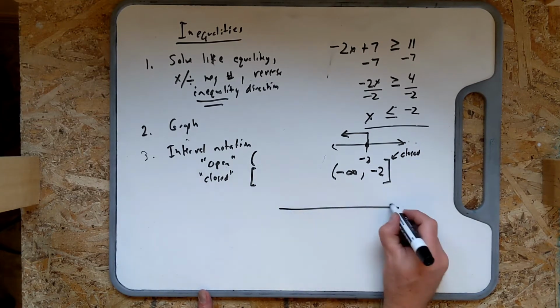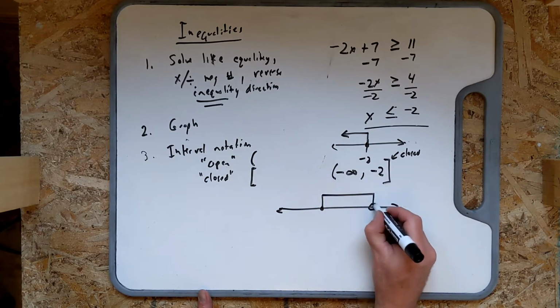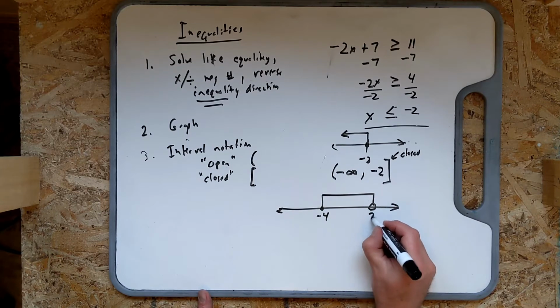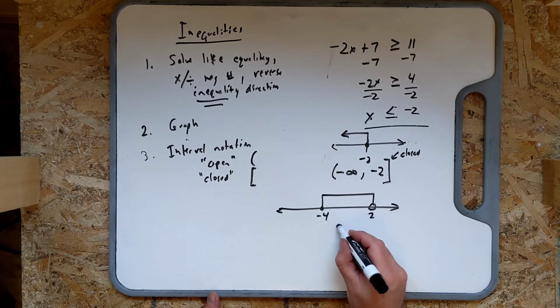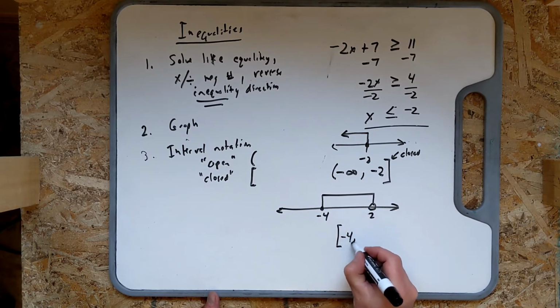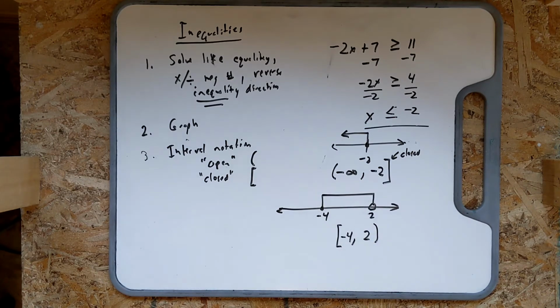Let me give you another graph. Actually, I think that one was -4 and 2. Let's use the same one. This means now you're between -4 and 2. You include -4, closed bracket, and go to 2, open bracket, like so.